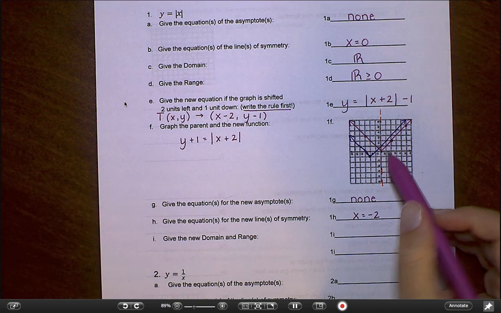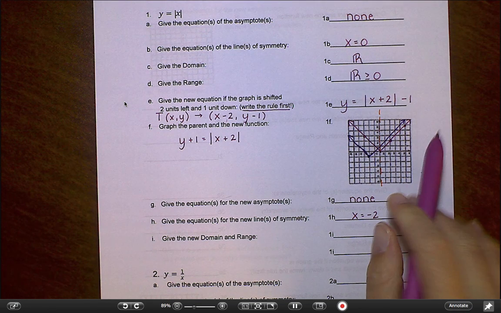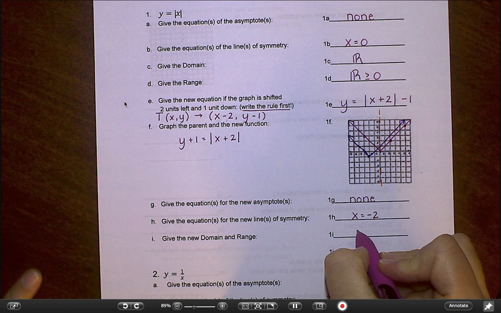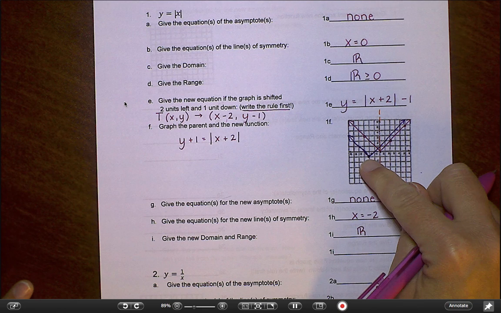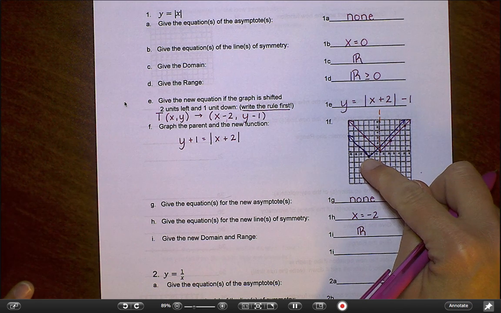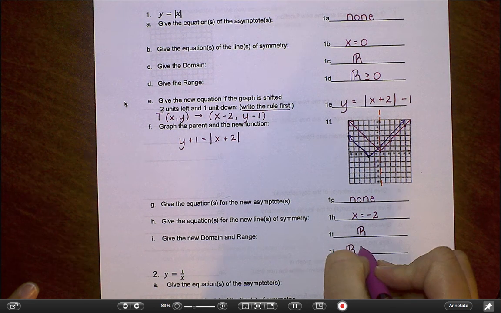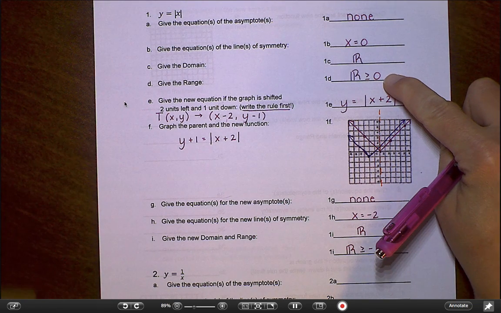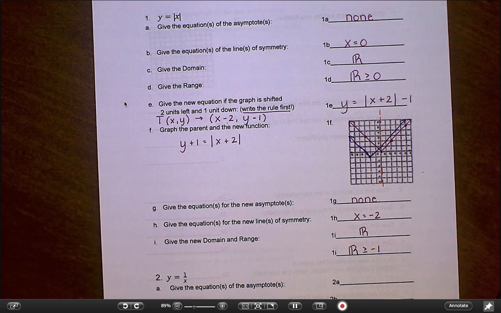The new domain is not going to change because it was all real numbers to begin with. When you have an infinite number of numbers to work with, shifting left or right really isn't going to change anything. So my domain is still all reals. My range, though, because this dropped down by 1, I can now say my range is shifted down to be all real numbers greater than or equal to -1. So again, I could just think of it as my range shifting according to this rule, right? I'm subtracting 1 from everything. Okay? And I think that's it for that question.